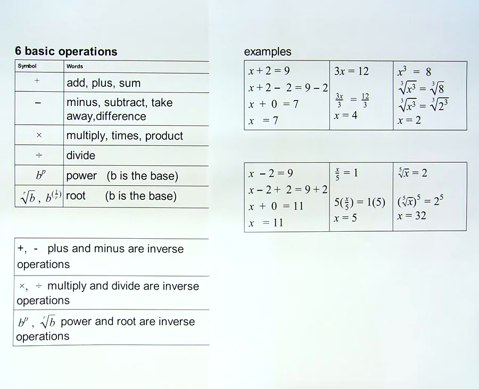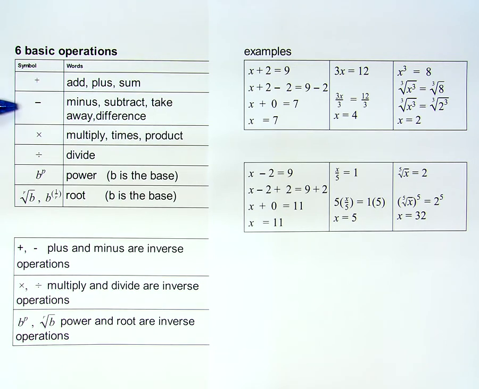I will explain the 6 basic operations that you will do in this class. The first symbol I have here is a plus, or an add, or a sum. The next symbol is a minus, a subtract. Sometimes I refer to it as take away, and also a difference.